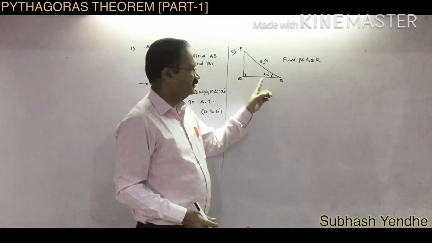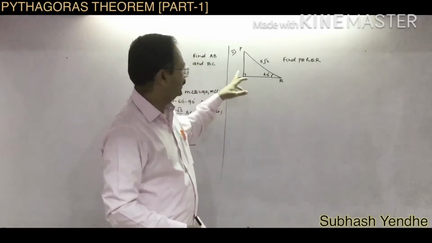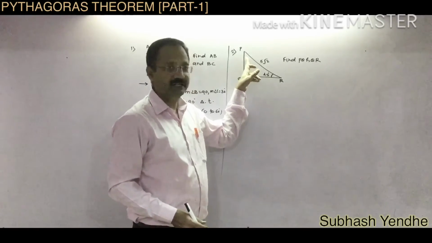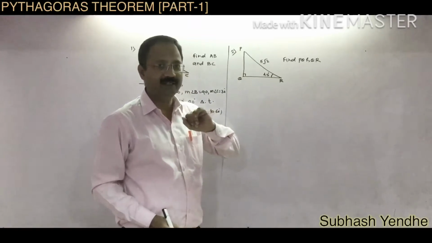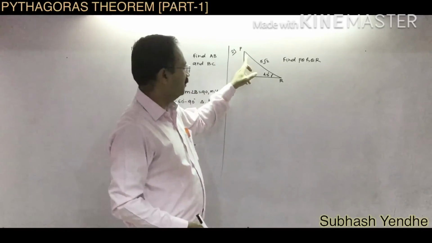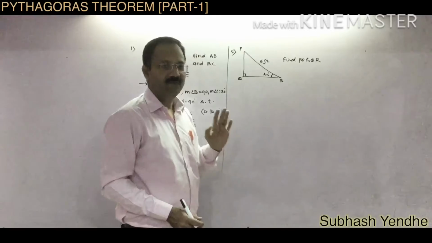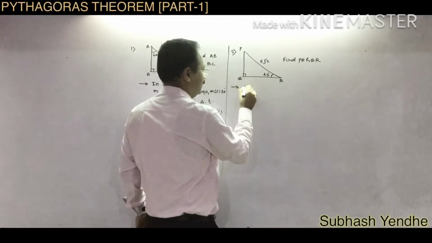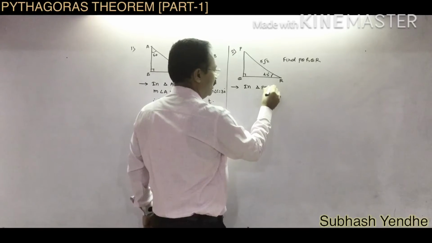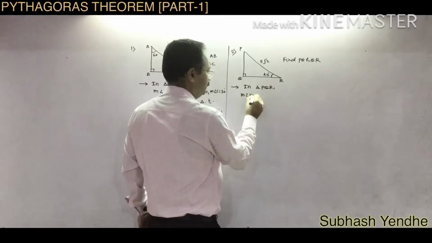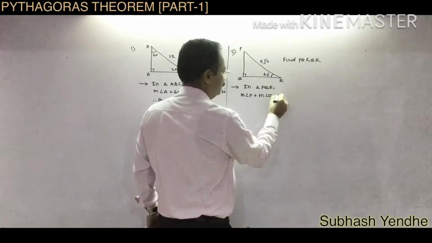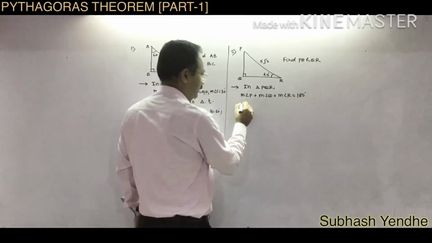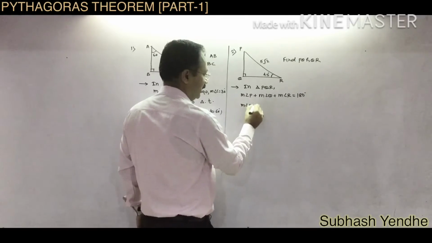Now observe this figure. In this figure, what do you see? One angle is 90, another angle is 45. But this angle is not given as 45. So how can we find out that angle? We know that the sum of the measures of all the angles of a triangle is 180. So first find out this angle in triangle PQR. Measure of angle P plus measure of angle Q plus measure of angle R equals 180. P is not given. We have to find it out.